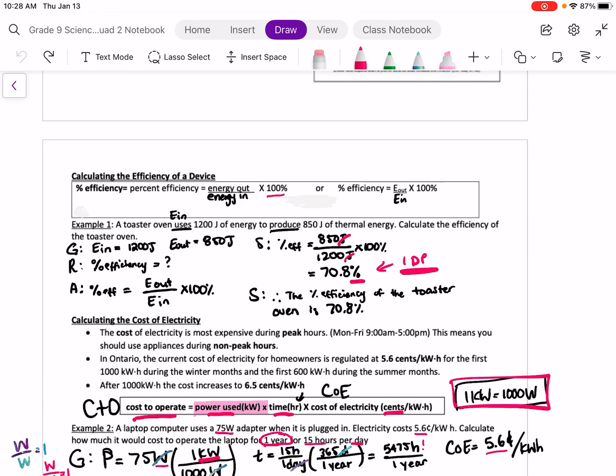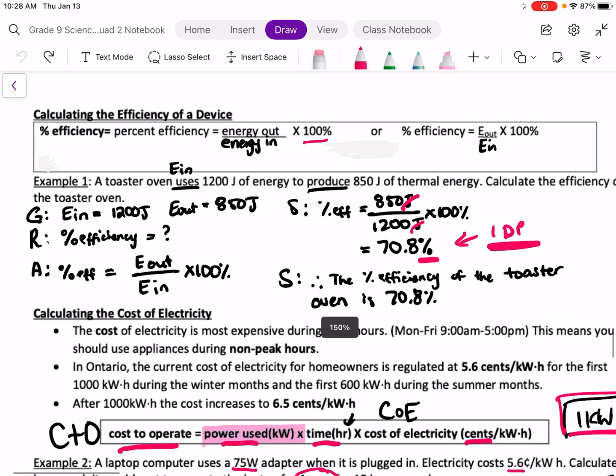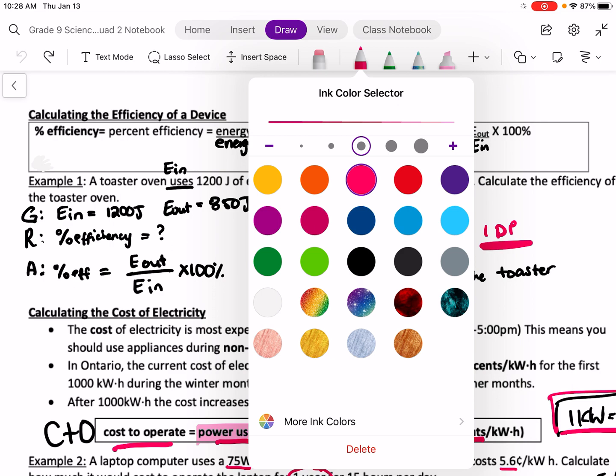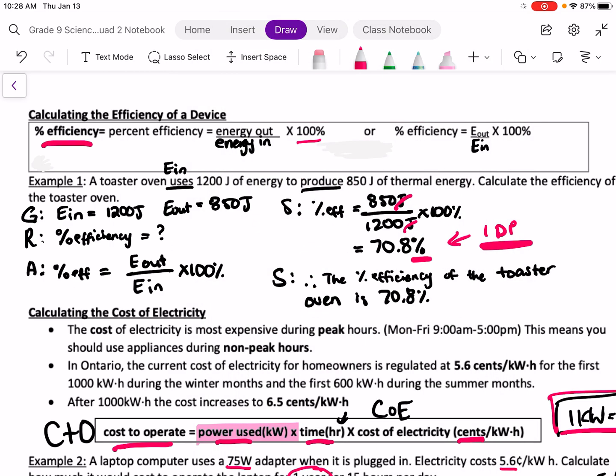All right, hi everyone. We're going to go over our 4 examples to prepare for our Chapter 12 quiz. So our first example has percent efficiency. This is an average of how efficient our device is. So we're looking at energy that we put out divided by the energy that we have coming in times 100%.